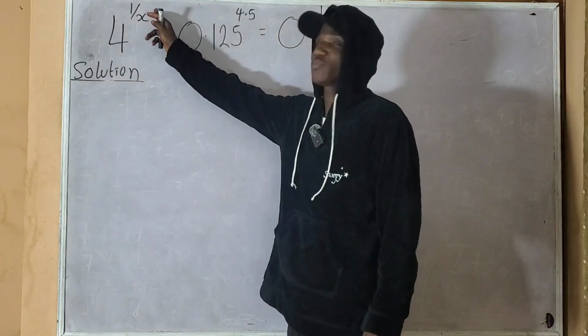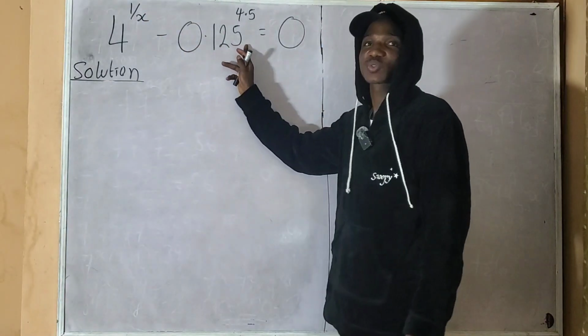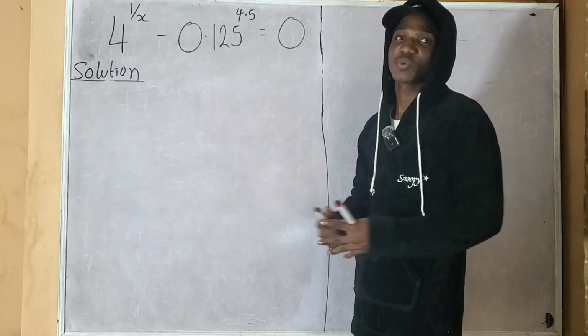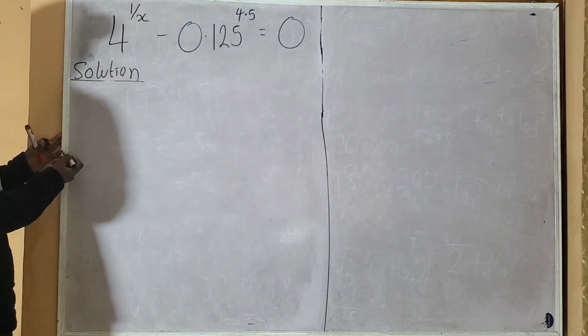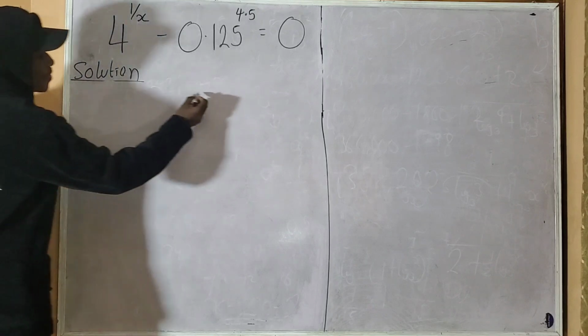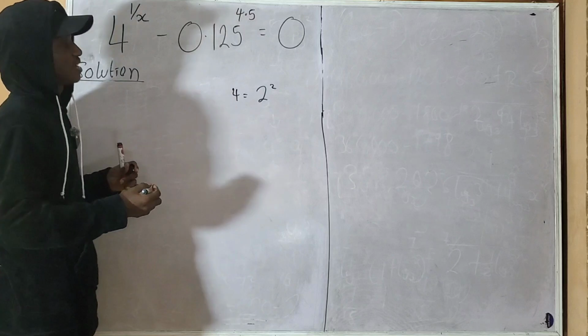4 raised to the power of 1 over x minus 0.125 raised to the power of 4.5 equals 0. To solve this question, please pay attention. Do you know that 4 can be written as 2 raised to the power of 2, right?